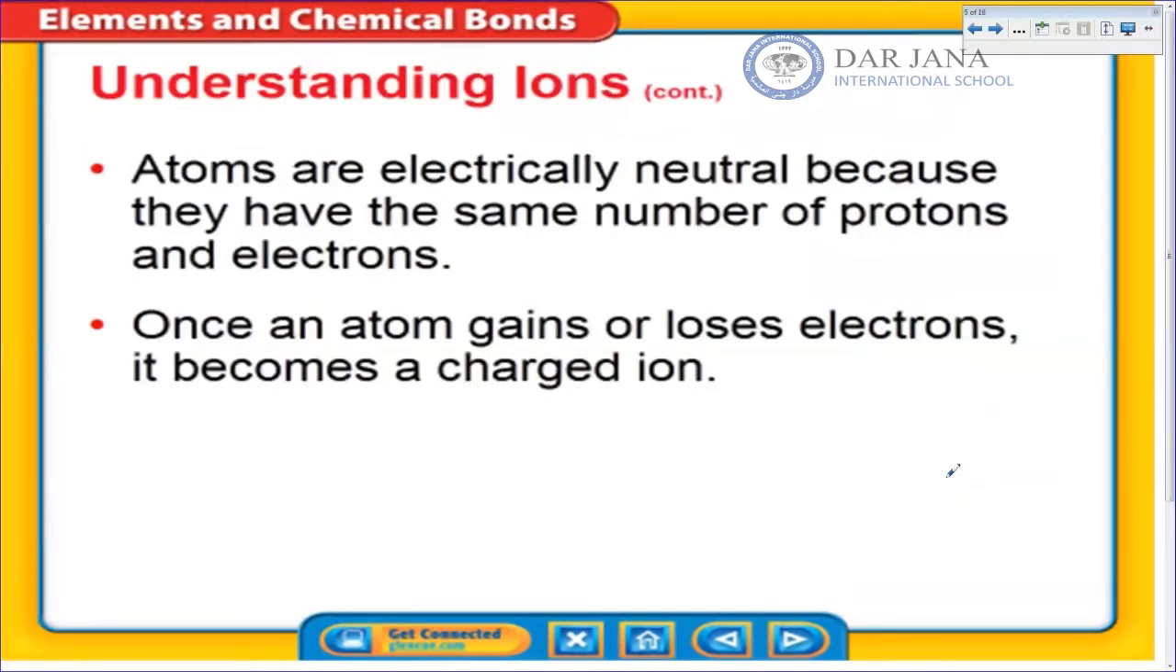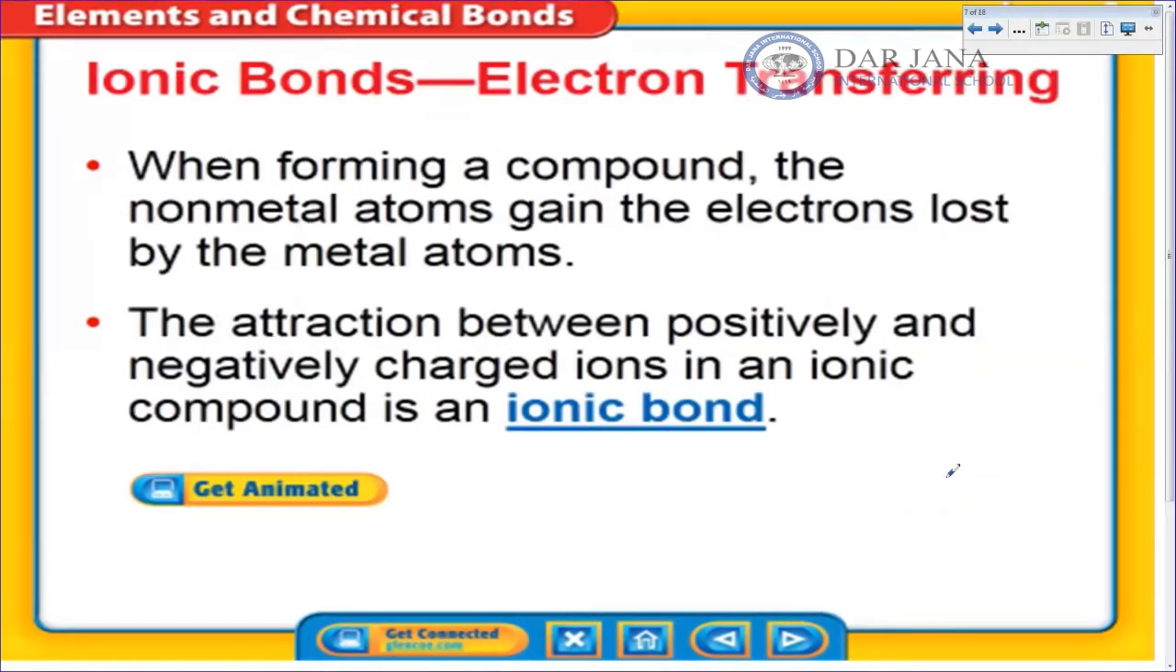Atoms are electrically neutral. Why are they electrically neutral? Because they have the same number of protons and electrons. But once an atom gains or loses electrons, it becomes a charged ion. So, when forming a compound, the non-metal atoms gain the electrons lost by the metal atoms. The attraction between the positively and negatively charged ions in an ionic compound is an ionic bond.